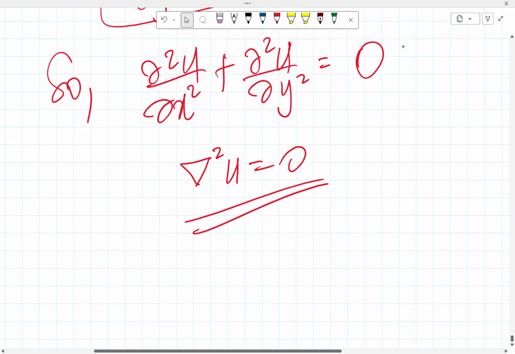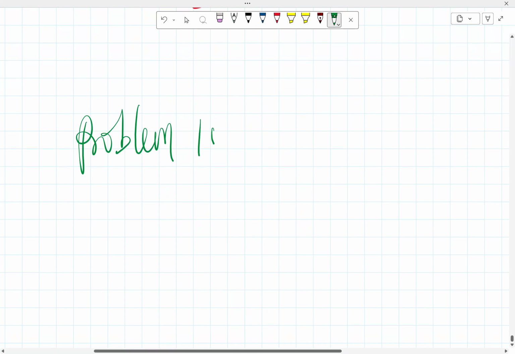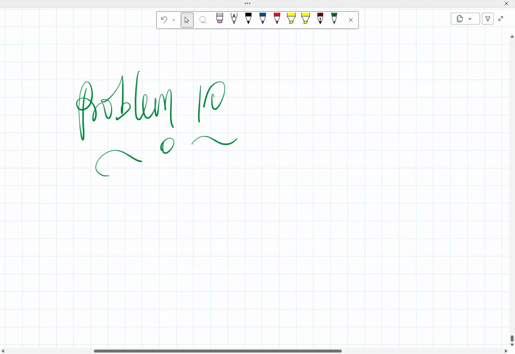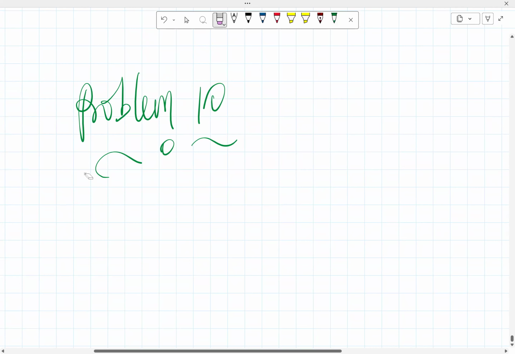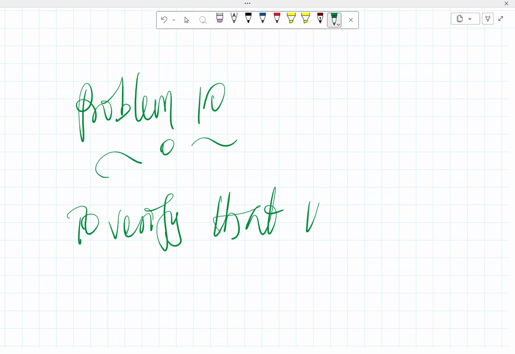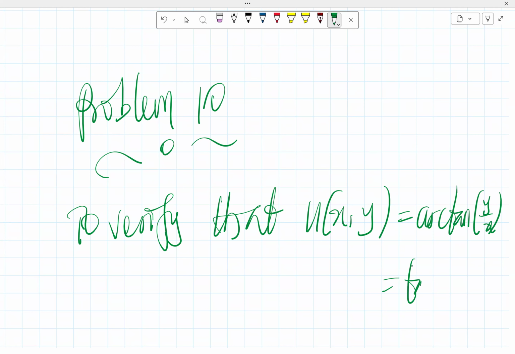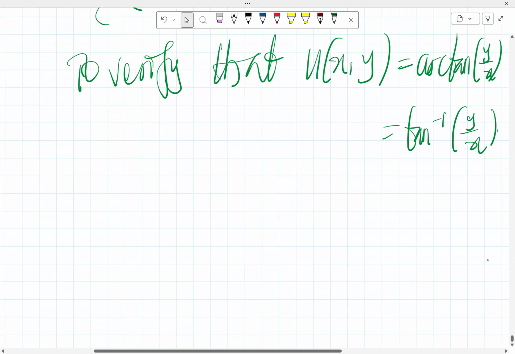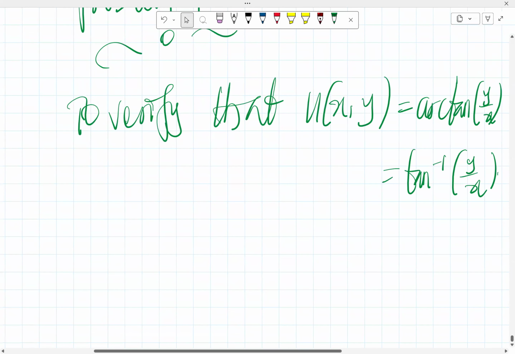So problem 10 now, problem 10. For problem 10, we want to verify that u of x comma y is equal to arctan y over x. Actually, I prefer to write it like arctan y over x. That's the way I like to write it. So I'm going to do it that way. So we want to verify that that is harmonic.